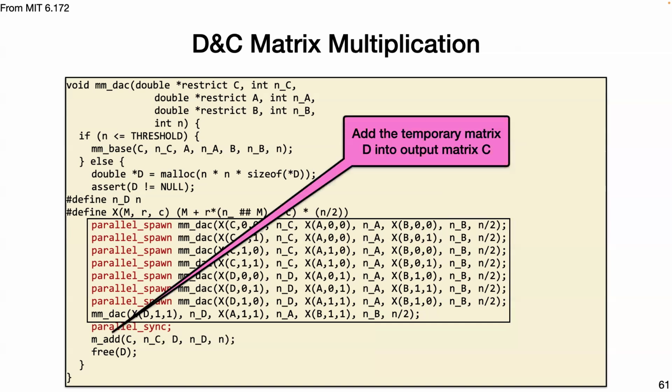So there are 8 recursive subcalls. And then after that, we do a sync because we need the results of the recursive subcalls to add up the 2 matrices. The last one, we have this temporary D. We stored partial results in both C and D. And so we need to add the results of D into C. So that's what this is. And then we can free D.